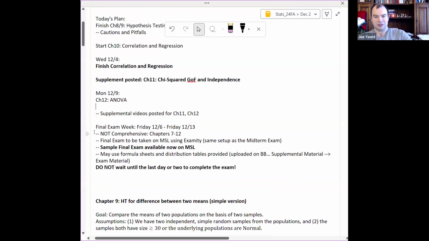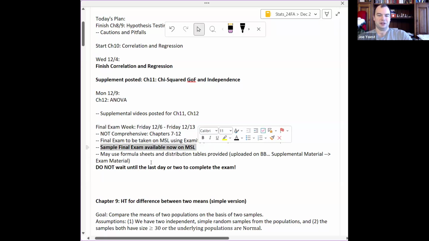And then, as I mentioned before, the final exam is, well, kind of properly next week, but really starts this Friday the 6th through Friday the 13th. It's not comprehensive. It's only on chapters 7 through 12. It's taken using Examity, similar to the midterm exam taken on MyStatLab.